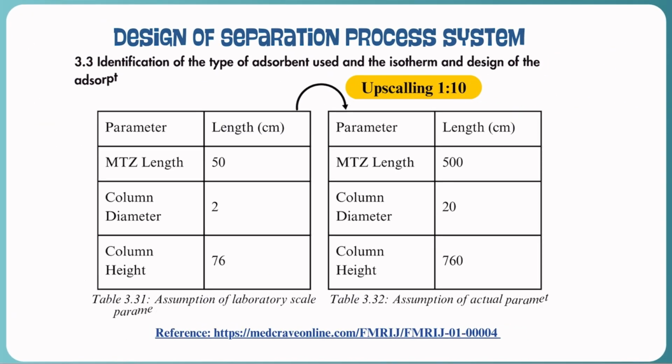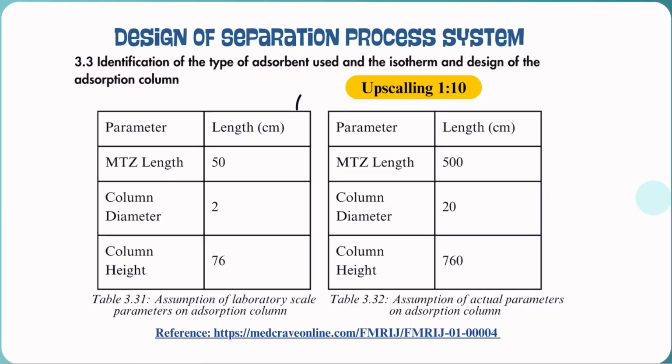In our IDP, we have made some assumptions using a journal as reference. We assume that the MTZ length is 50 cm with a column diameter of 2 cm and a column height of 76 cm. At laboratory scale, by upscaling with a ratio of 1 to 10, the MTZ length is 500 cm and the column height is 760 cm.